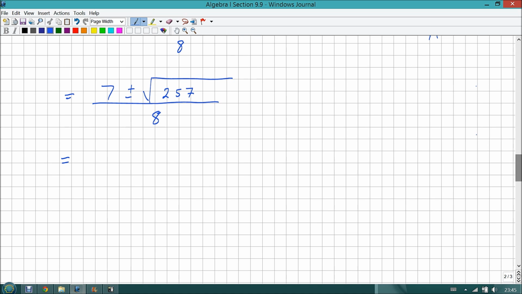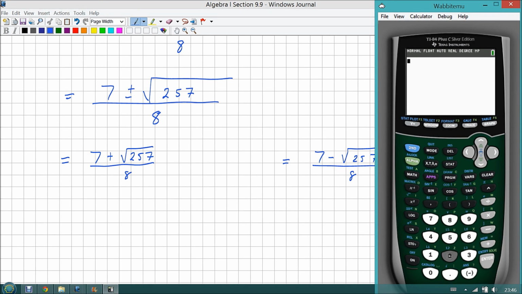So when I do that, I would have two pieces. I would have the one where we have plus the square root of 257, and one where we have minus the square root of 257. Now, doing these, we first have to find out the square root of 257. Using my calculator, the square root of 257 is 16.031.